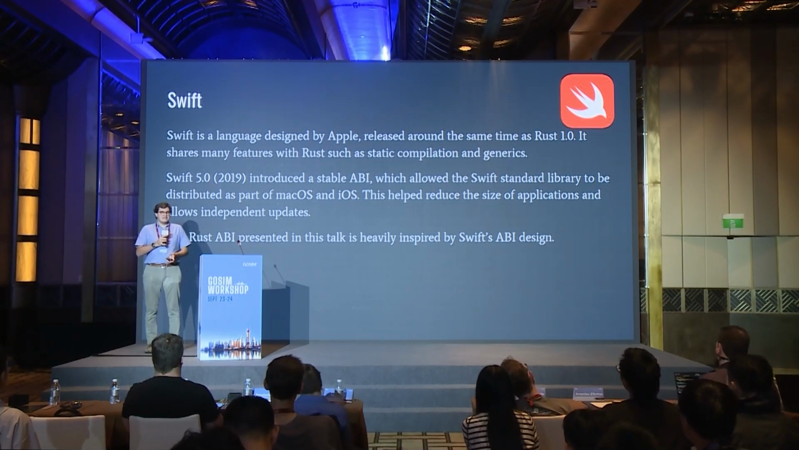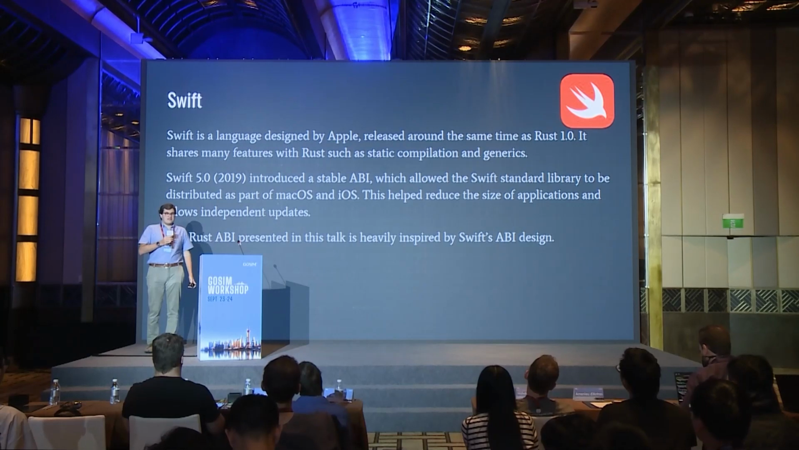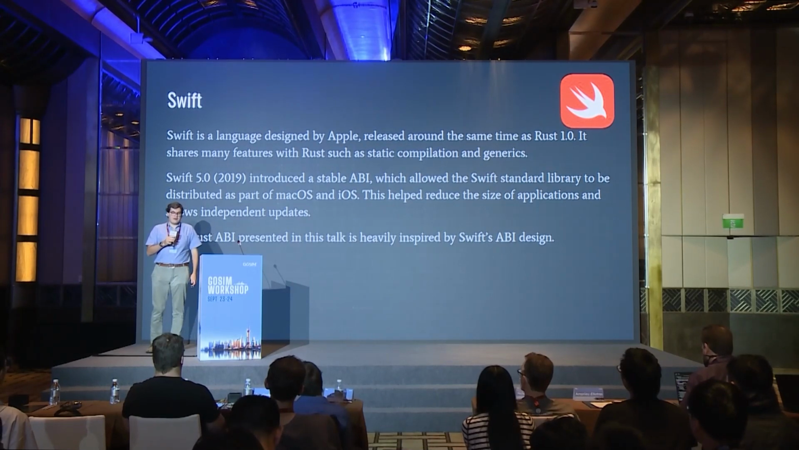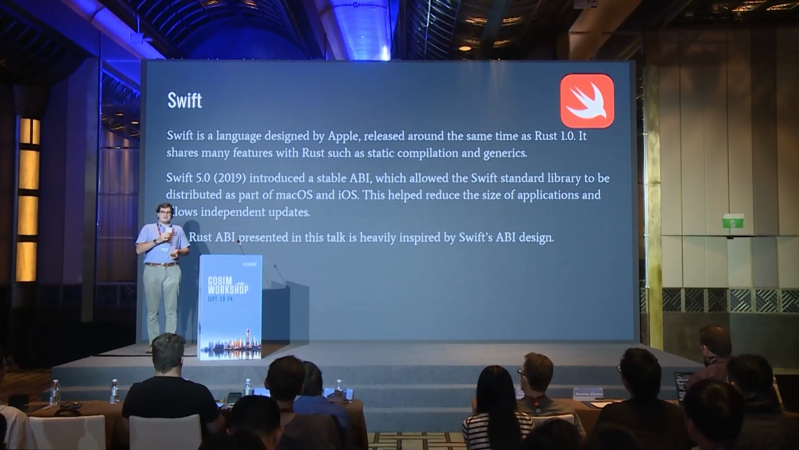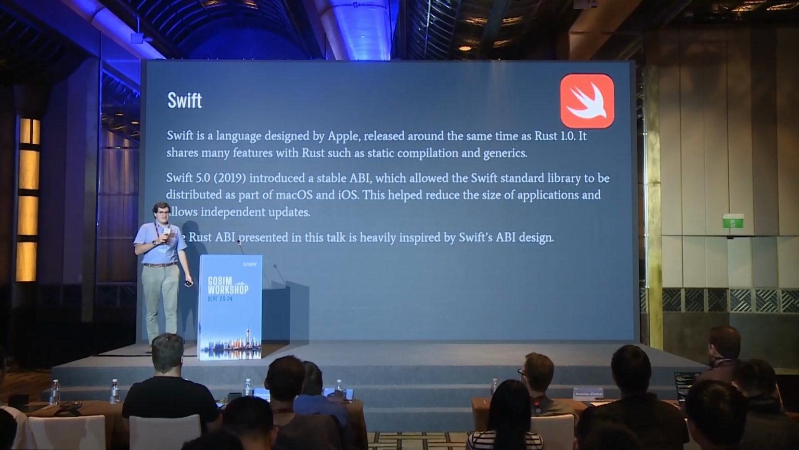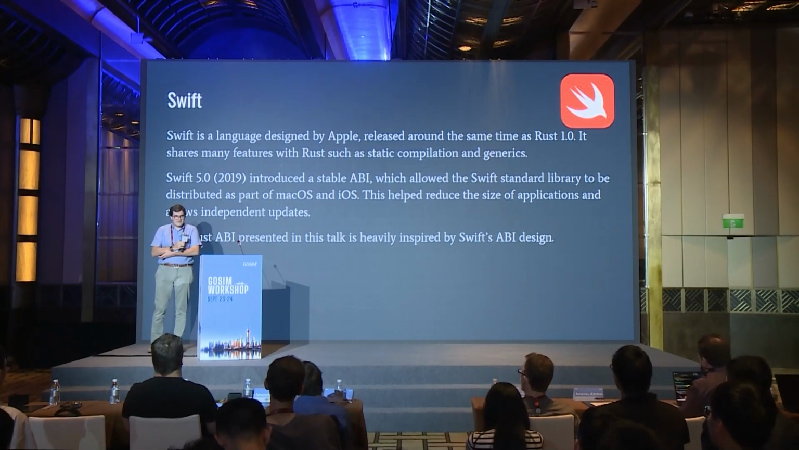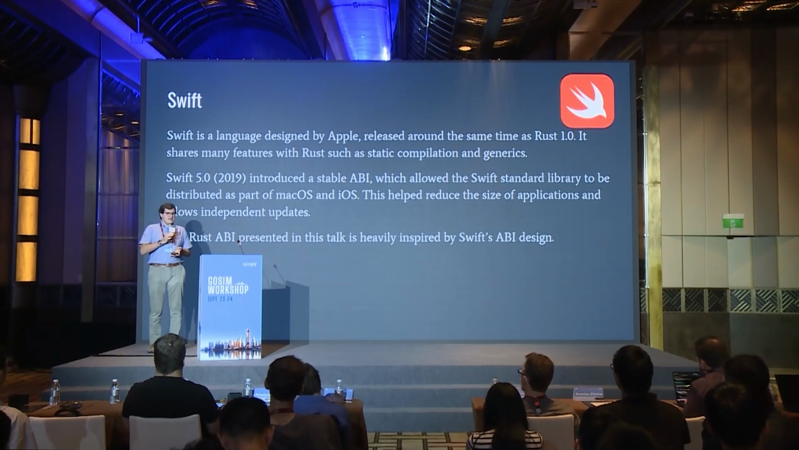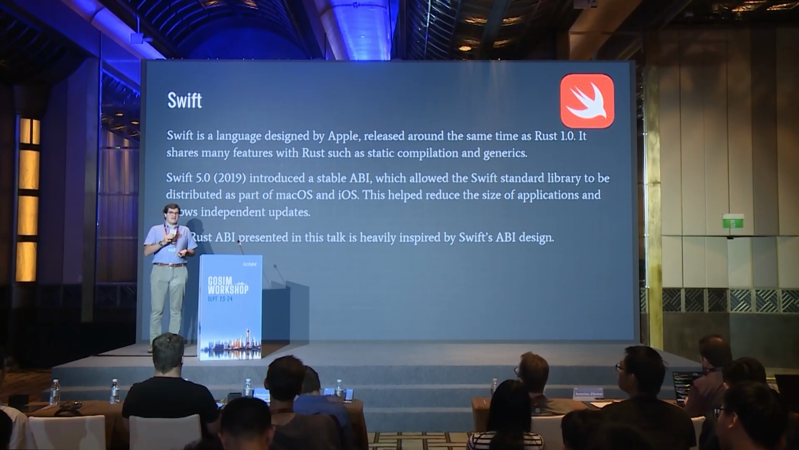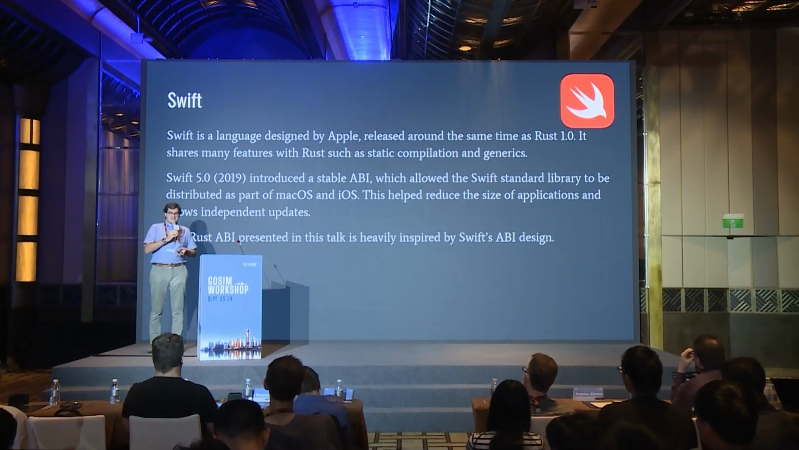And Swift managed something quite impressive here, where the Swift standard library, containing a ton of generic types, about as much as Rust, was shipped as part of the operating system on macOS and iOS, which significantly helped reduce the size of applications and allowed for independent updates. I'm not going to go into the full details of how they achieved this, but I just want to say that the ABI that I'm proposing here is heavily inspired by the Swift stable ABI. So shoutouts to them.